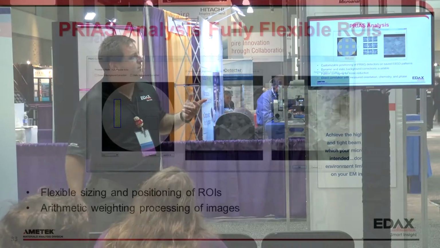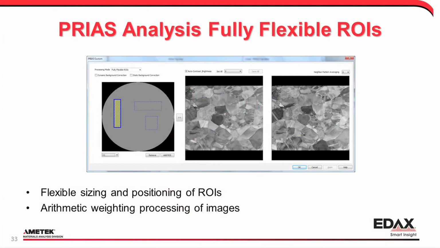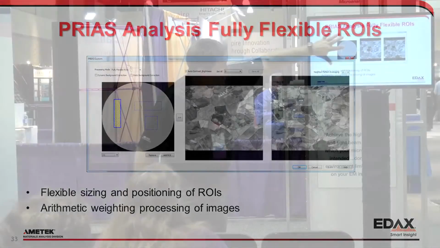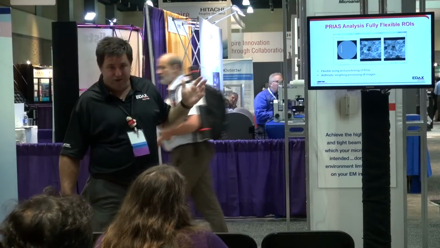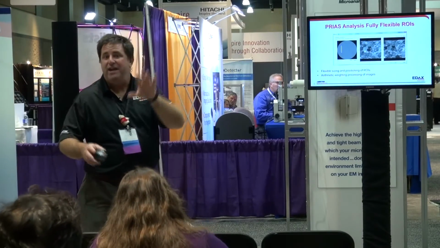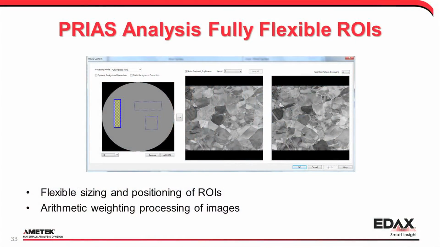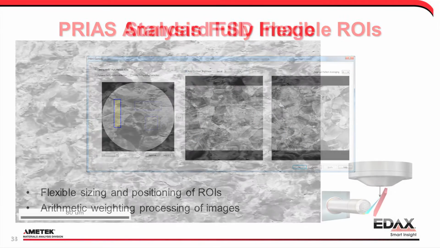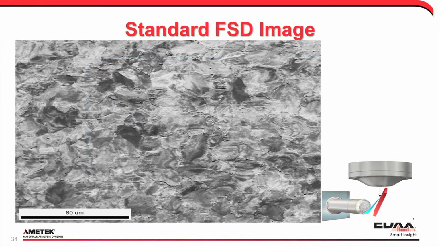Really, the key point from a PRIAS analysis point of view is that we can flexibly position and size those regions of interest. I've drawn, you can see the one that's filled in, that's the active one. I've drawn a few different aspect ratios, a few different areas. You can draw them, you can move them around. Once you have them, you can do that same arithmetic, addition, subtraction, weighted, for these freely defined regions as well. And so the idea is that we can do more flexible imaging.